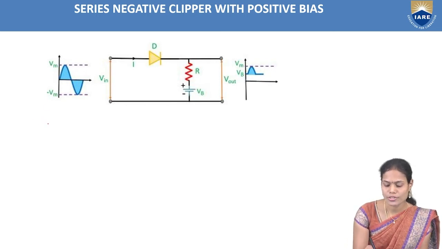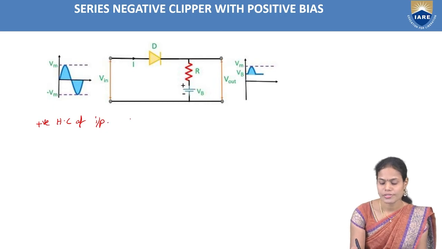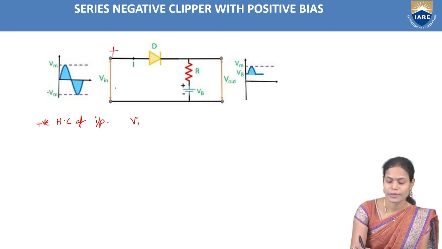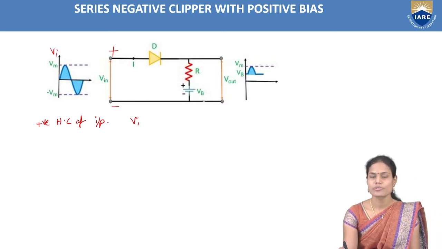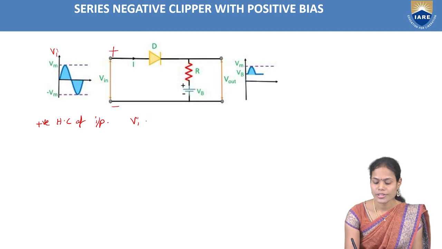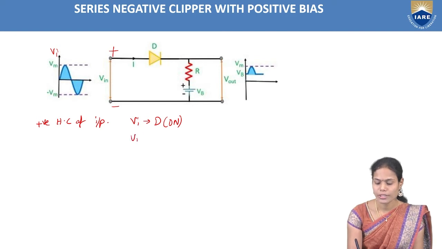To see the operation of this one, again I am considering the positive half cycle of the input signal, that is Vi. Here it is plus, here it is minus input voltage. Now we have to see that Vi is making the diode forward biased, so it is making the diode into on condition. And what about VB? VB is making the diode into off condition.